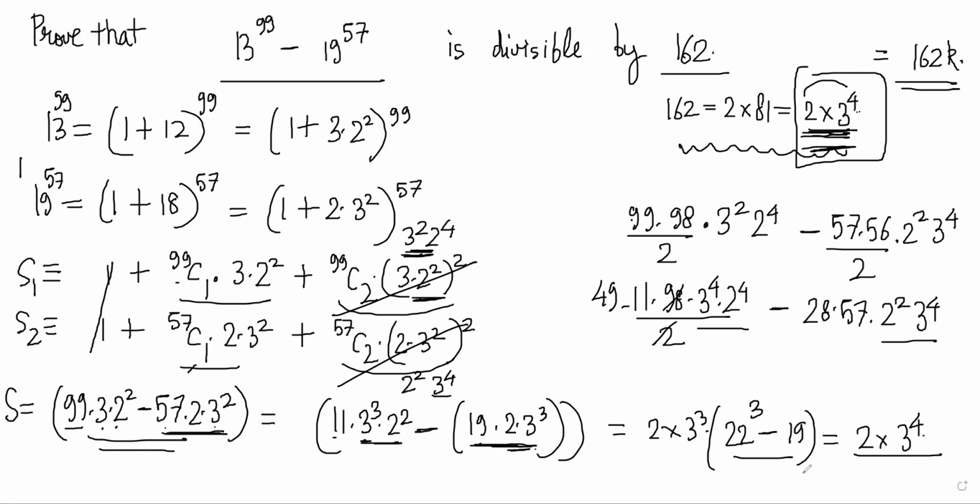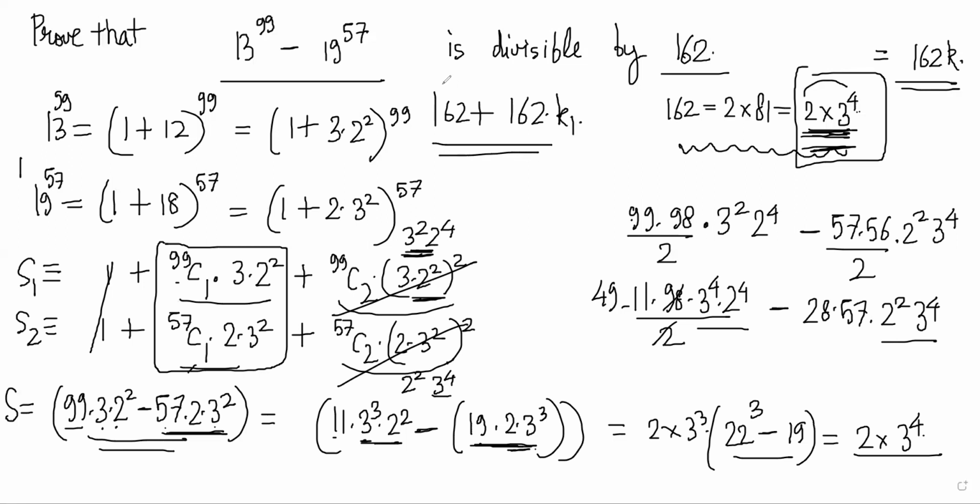So this difference is actually 162, and other differences are 162 is definitely coming common. So it is divisible by 162 because this is coming 162 plus something into 162, right? Something like this is coming, right?